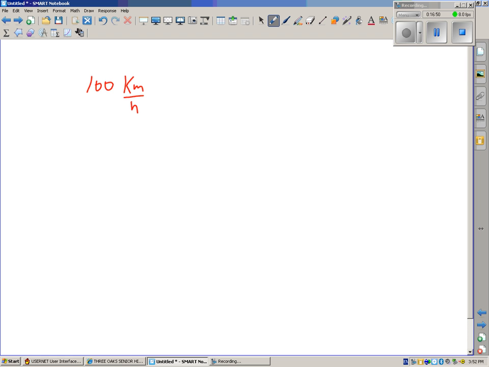So kilometers per hour. There's a unit on top measuring length. There's a unit on bottom measuring time. So those aren't going to cancel out. They are measuring two different things. You put them together and you get a new unit.